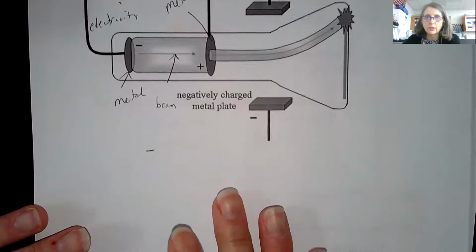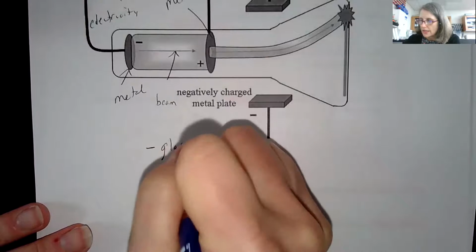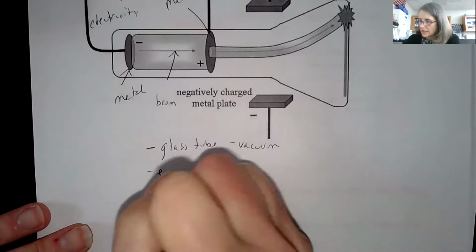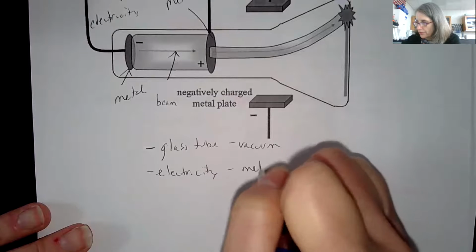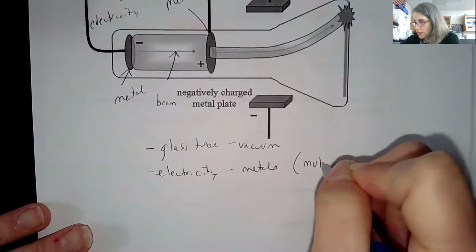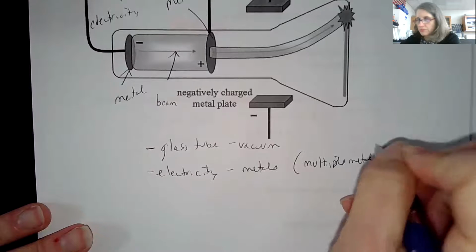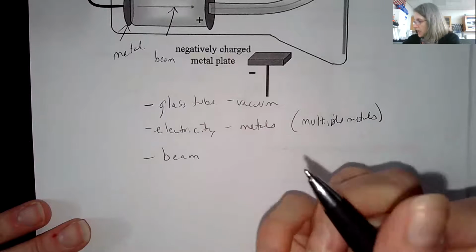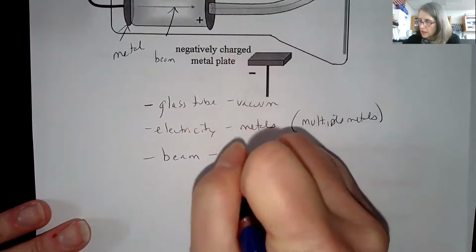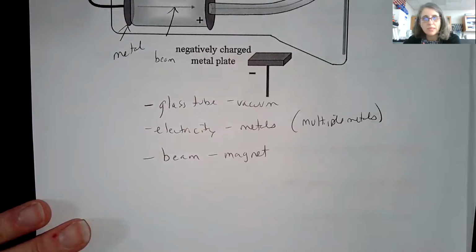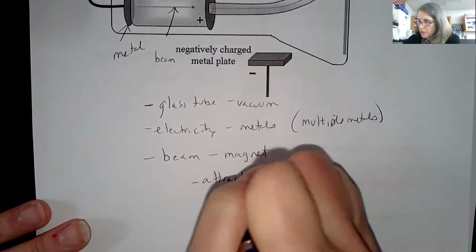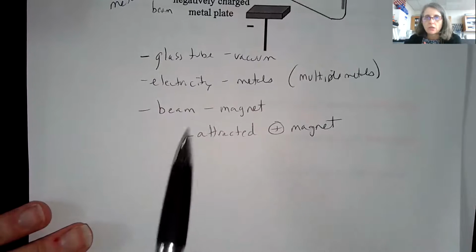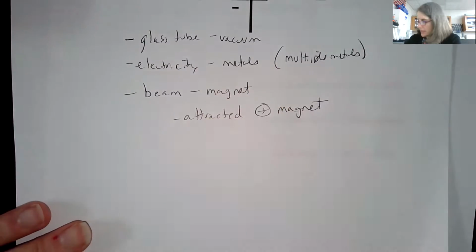So if you want to put some bullet points underneath this, this is what I expect you to know. This is a glass tube, which essentially has a vacuum, so there is nothing in the tube itself. You send electricity through it, through metals. And Thomson did multiple experiments with different metals to prove that it happened no matter what metal he was using. It created a beam, and this beam was then put in essentially a magnetic field. So you put magnets up to that beam, and it was always attracted to the positive end of the magnet. This beam kept doing this over and over again, no matter what metal he used.